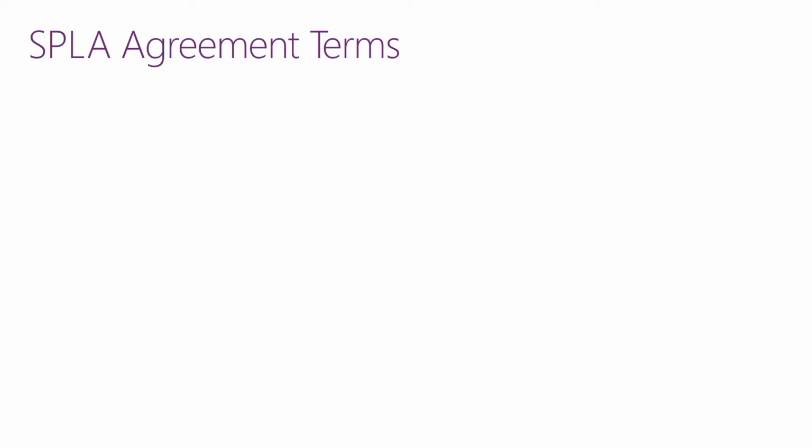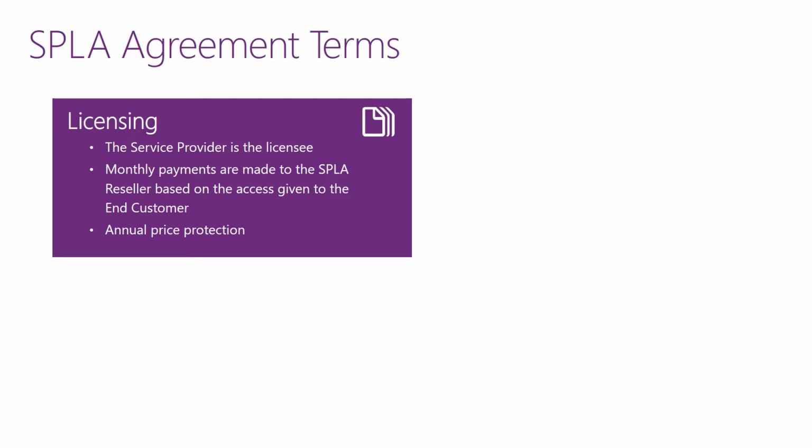Let's now take a look at some of the specifics of the SPLA agreement. In terms of the licensing, it's the service provider who is the licensee in this agreement, not the end customer. And as we said earlier, the service provider makes payments to the SPLA reseller based on the access given to the end customer. This is done via a reporting mechanism, and we'll take a look at that in a bit more detail in a moment.